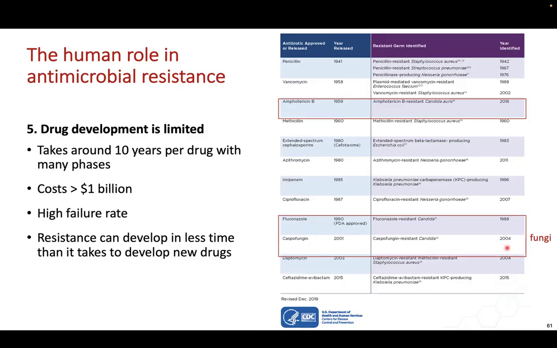So basically that's it. You develop the drug in 2001, and by 2004 the bacteria is already resistant to it, which now becomes a problem. It means you have to develop another one for it.